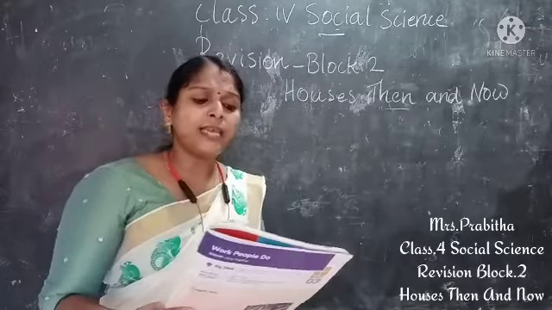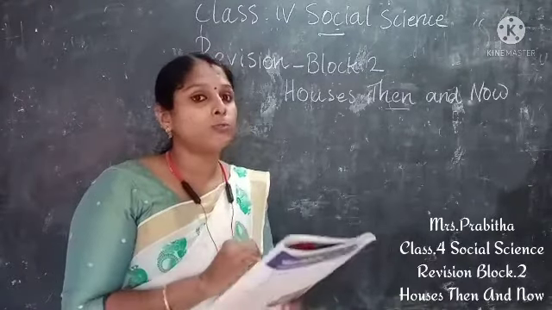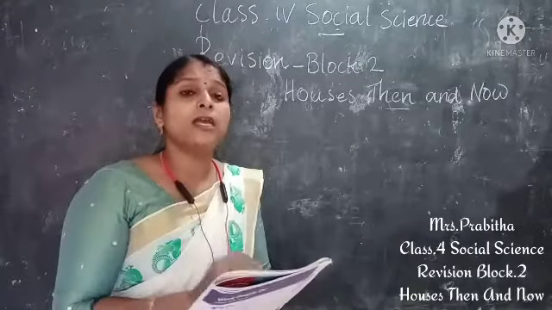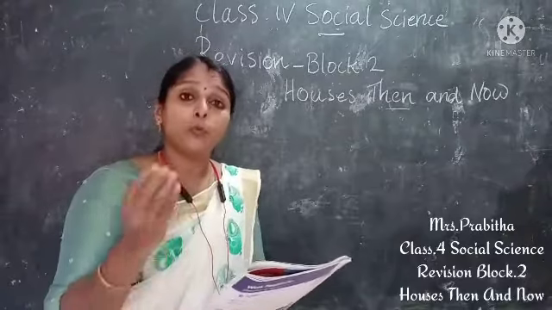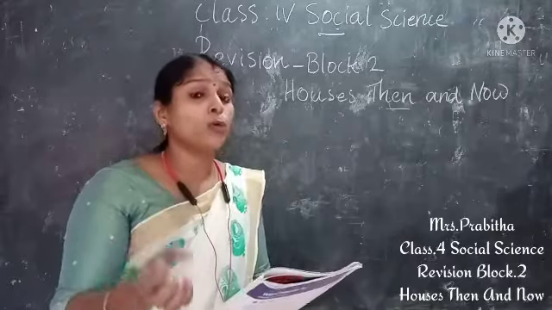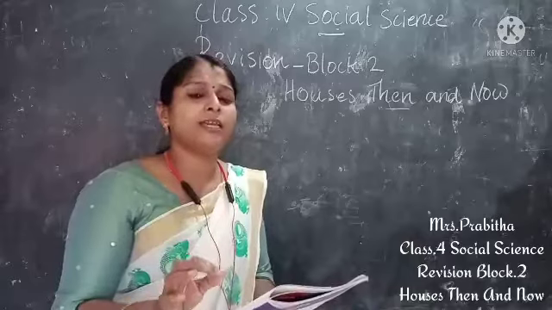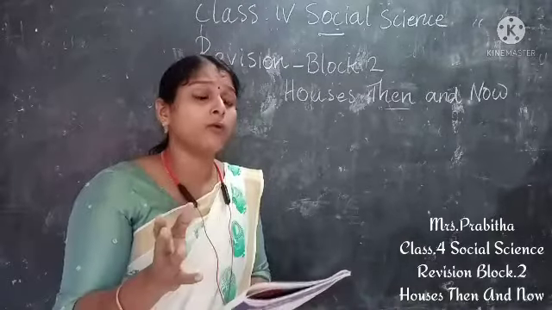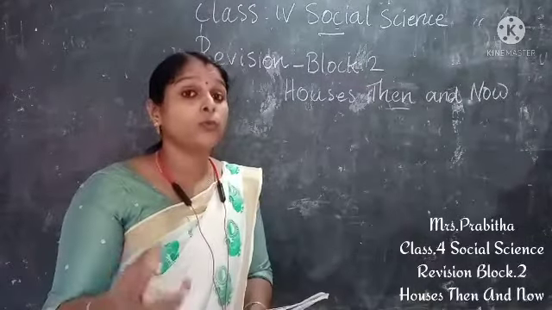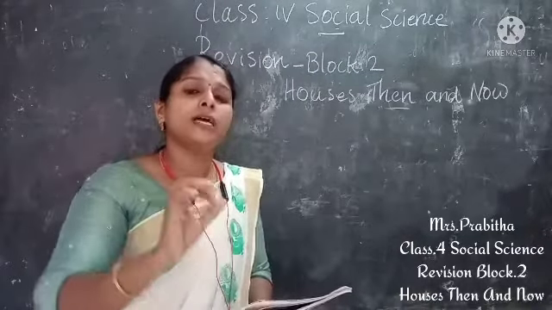Then the second question is, what materials are used to build a house? What is your house built of? So we can write different materials used to build the house: bricks, cement, wood, tiles, marbles, iron rods, steel, aluminium. Many materials we can write. We can also write glass, wood, cement, bricks. So you can study the things used to build your house.